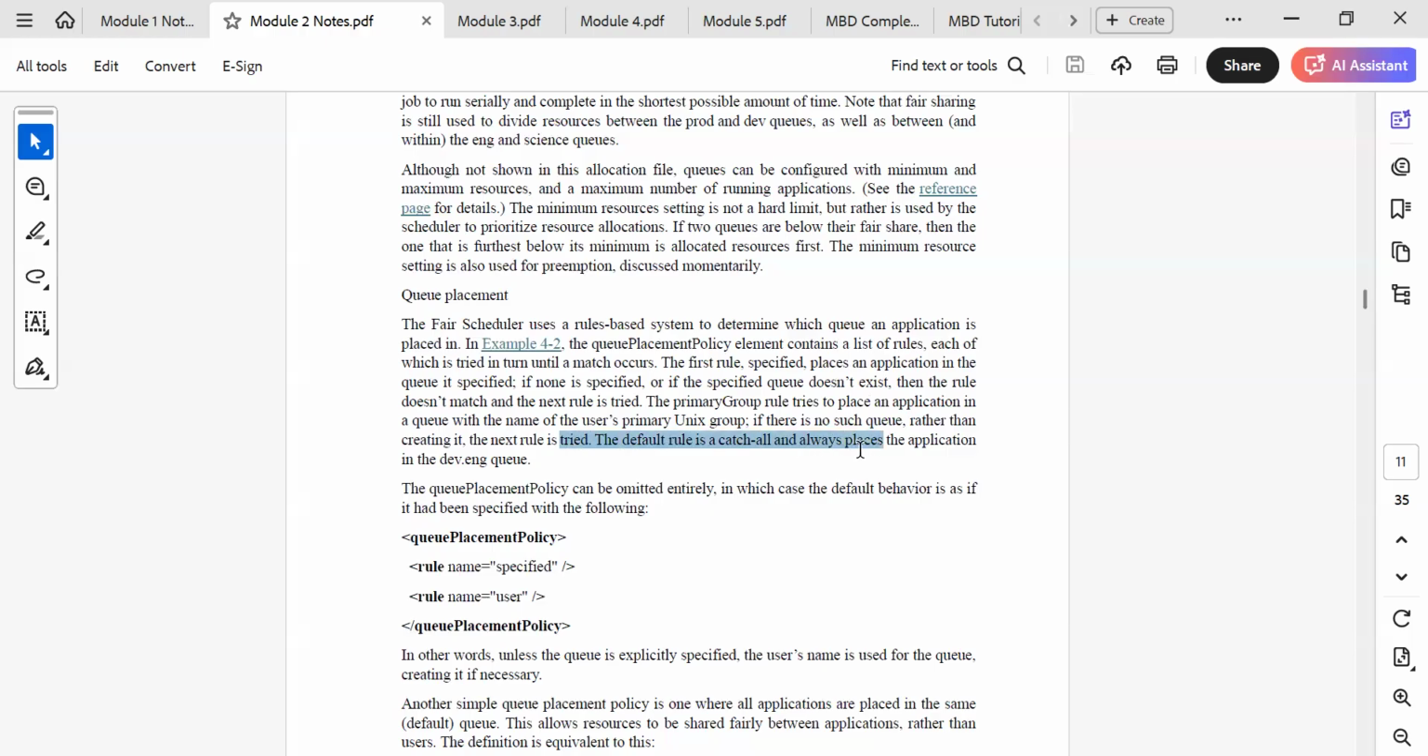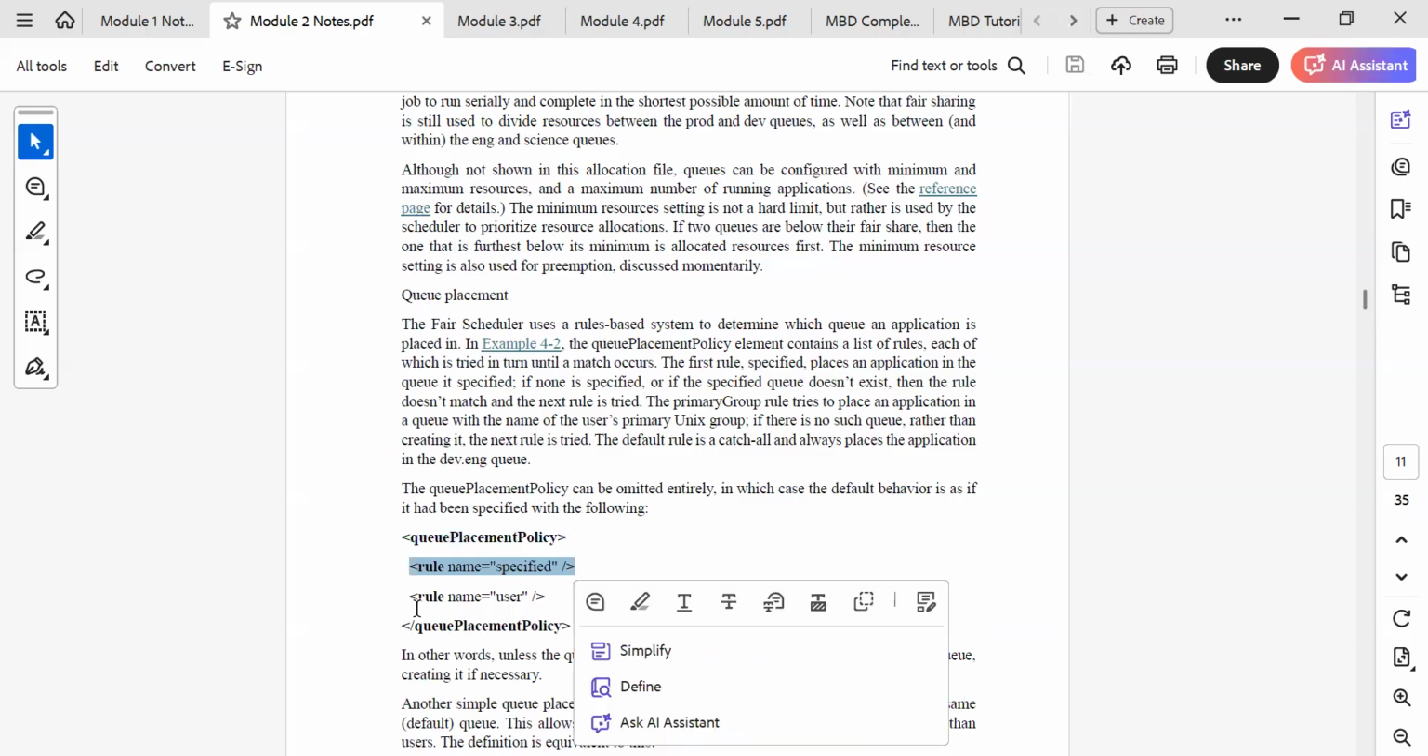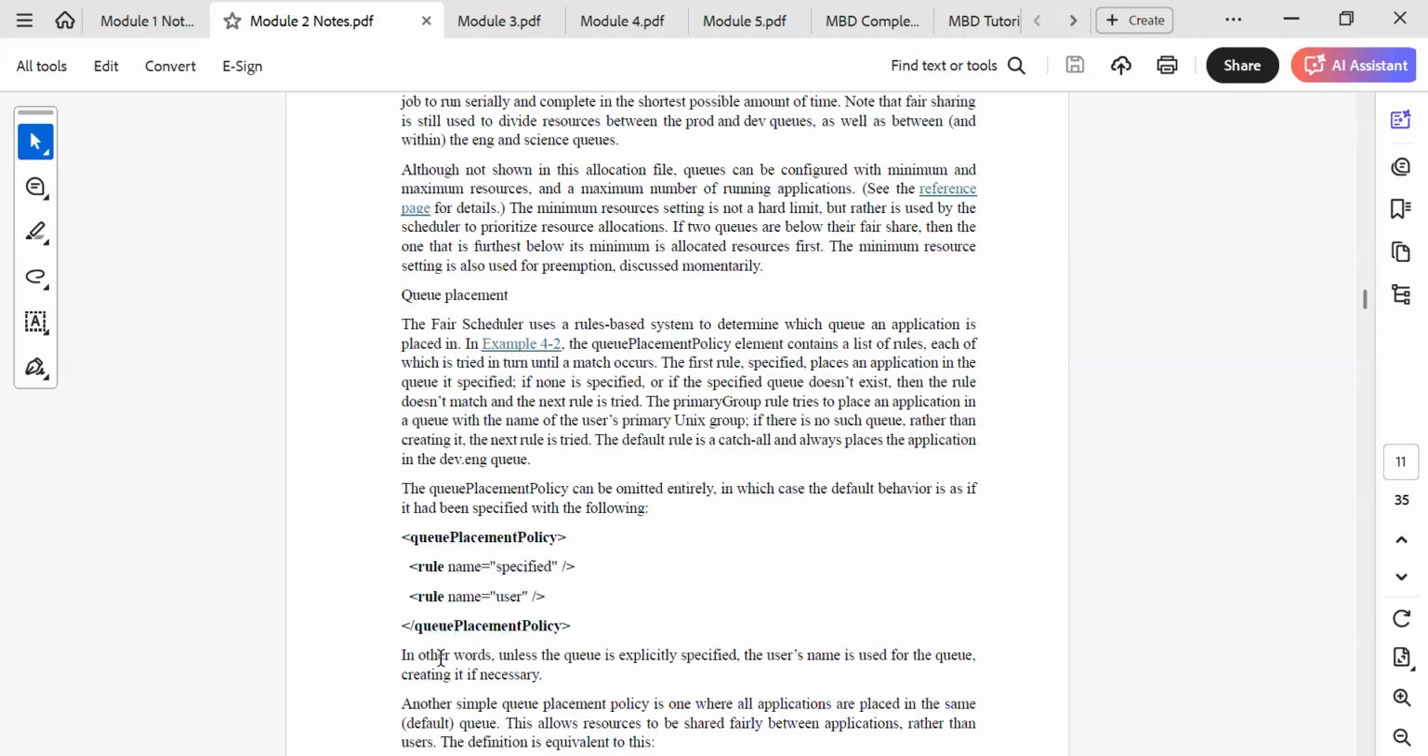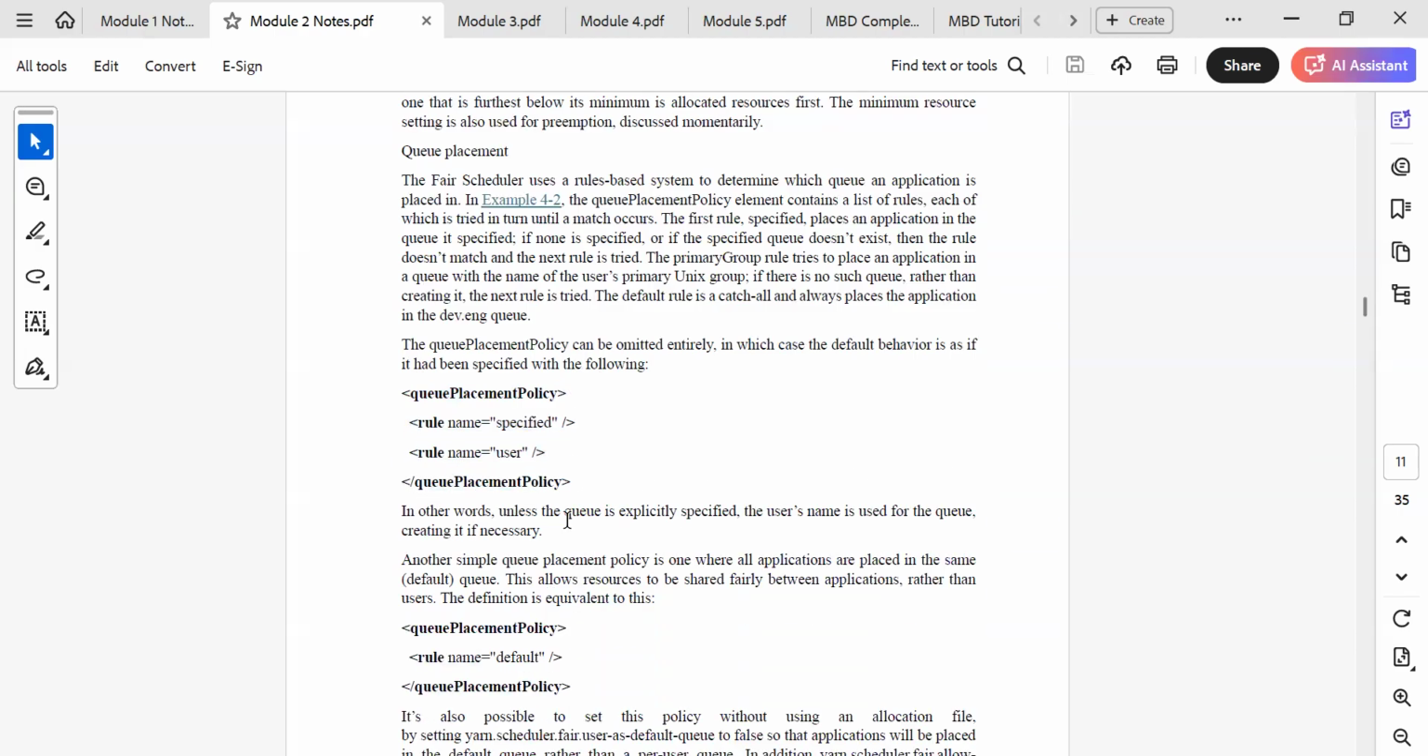So the default rule catches all applications always. If the queue placement policy is omitted entirely, the default behavior is as if it had been specified with the following: queue placement policy rule name is specified user. In other words, unless the queue is explicitly specified, the username is used for the queue, creating it if necessary.